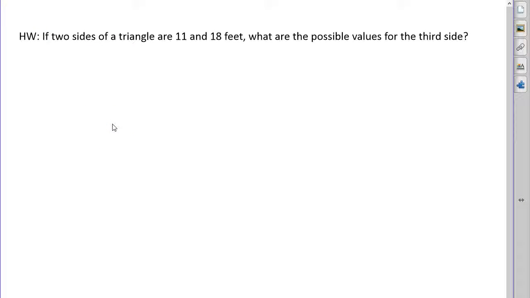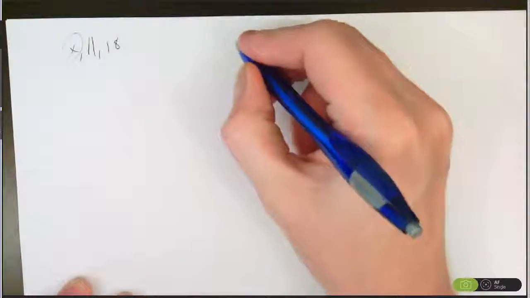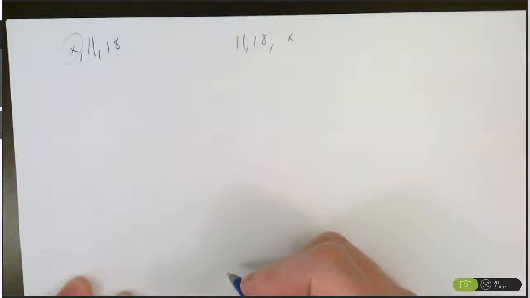This was homework. If two sides of a triangle are 11 and 18, what's the range for the third side? Here's what we know: the unknown side is either the smallest side or the biggest side. That's the key to this.